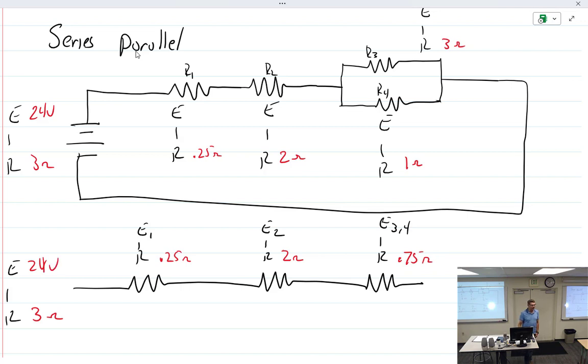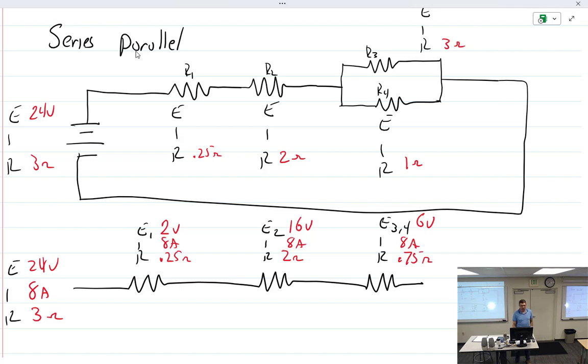And we have 24 volts here. And so how much current do I have? 24 divided by 3 is 8. So I got 8 amps. Well, 8 amps in a series circuit is 8 amps, 8 amps, 8 amps. And then the voltage drop across 1 is 8 times 0.25, 2 volts. 8 times 2 is 16 volts, and 6. So we have 6 volts.